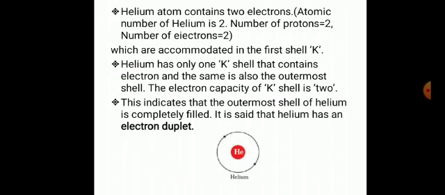We have seen in the previous video that the maximum capacity of a shell is determined by the formula 2n square. So maximum capacity for K shell is 2 and this K shell is completely filled in case of helium. This indicates that the outermost shell of helium is completely filled and it is said that helium has an electron duplet.